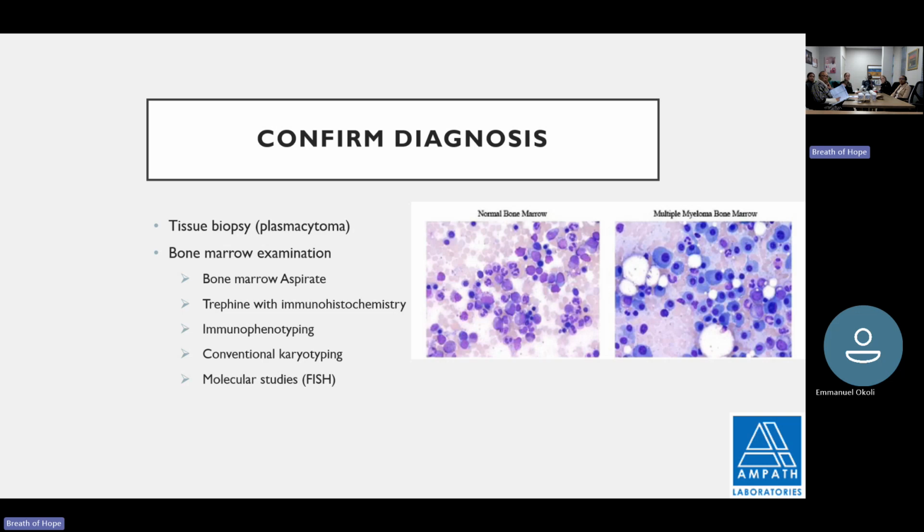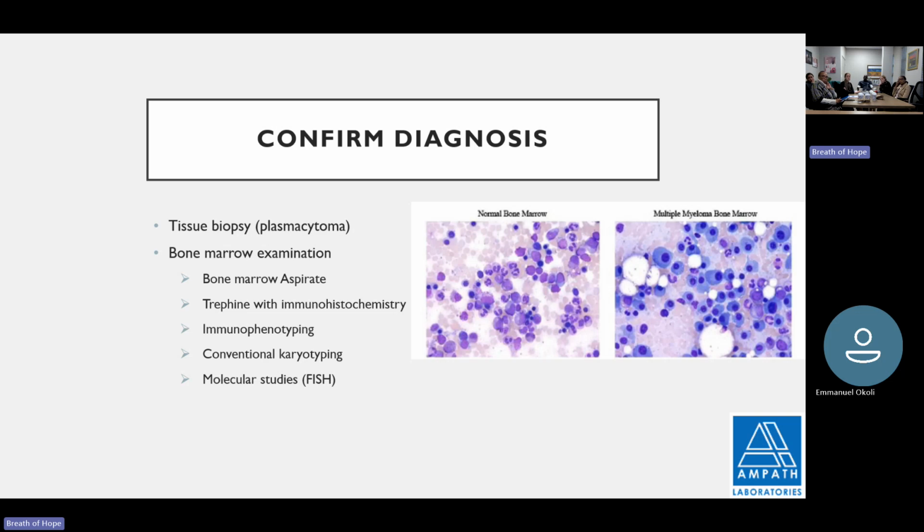Then if there is any lymphadenopathy or a mass on the patient, it's very important to biopsy it to exclude a plasmacytoma in this patient. That will be a mass producing abnormal plasma cells, which produce the immunoglobulins.